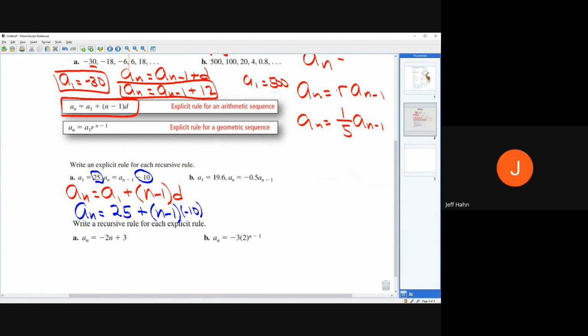Multiplying the n minus 1 both by -10, which I wish I would have left myself a little more room. I don't really have a place to put it. Here, I'll do it right here. Can I do it here? A sub n equals 25.